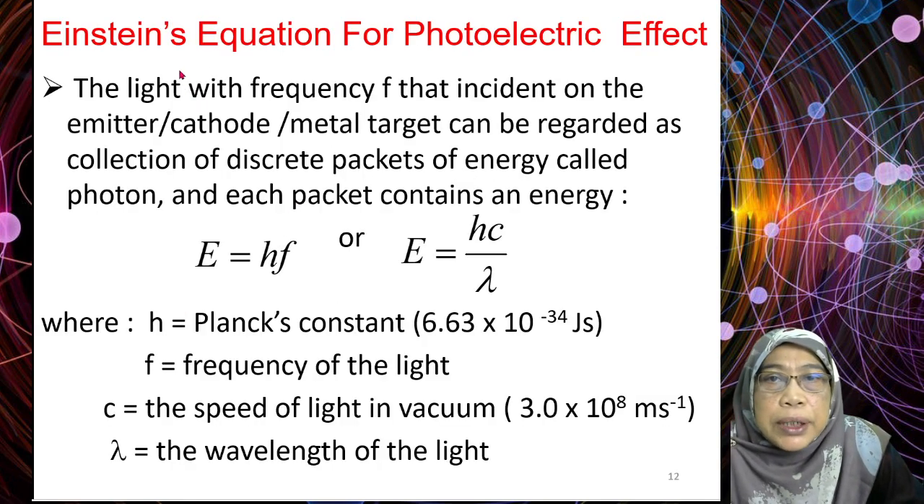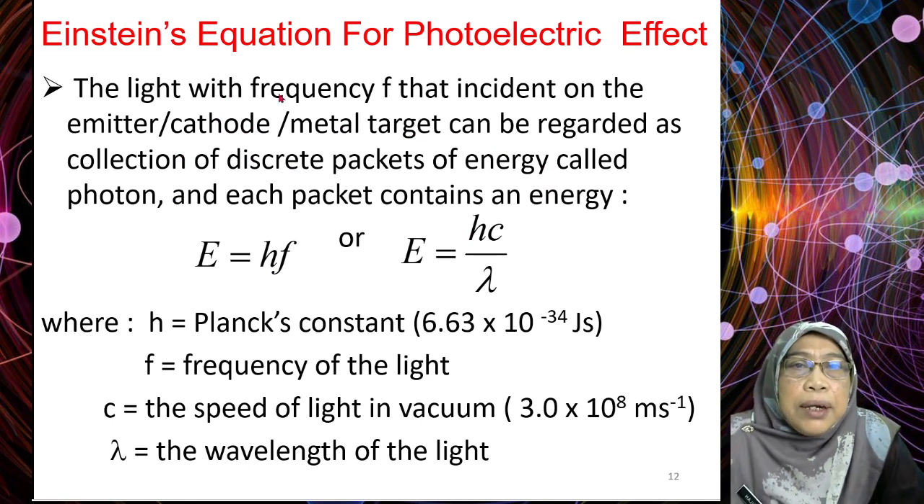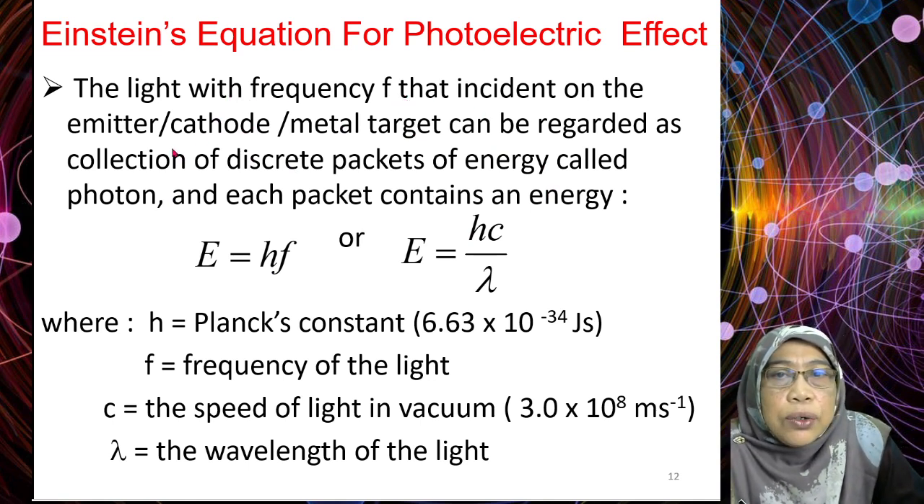Okay, we go to the Einstein equation for the photoelectric effect. Einstein equation here for problem solving. A few terms that you need to know to solve the problem. The light with frequency f incident on the emitter or metal target can be regarded as a collection of discrete packets of energy called photons.